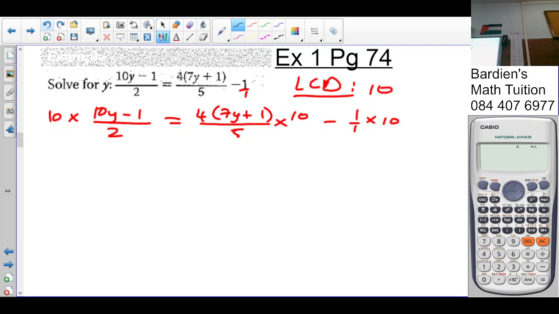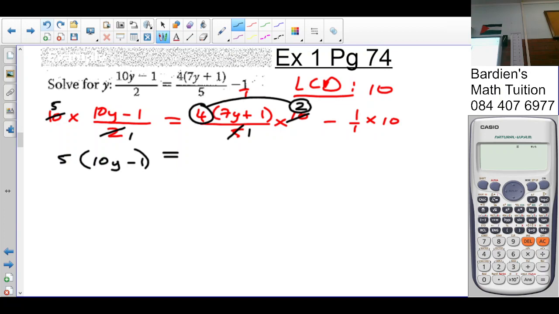So what happens here? 2 goes into 2 once, 2 goes into 10, 5 times. So it's 5 into (10y minus 1). You all agree with that? Equals. In the second fraction, what can happen here? 5 goes into 5 once, 5 goes into 10 twice. And 2 times 4 is what? 8. So it's 8 into (7y plus 1). Minus, can anything cancel here? No? So it's just minus 10. So what does that now become?